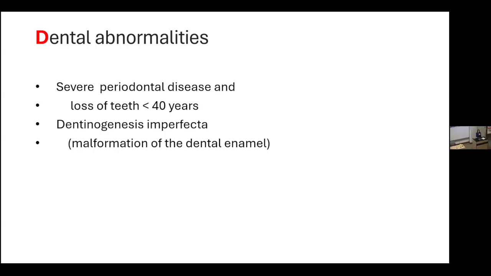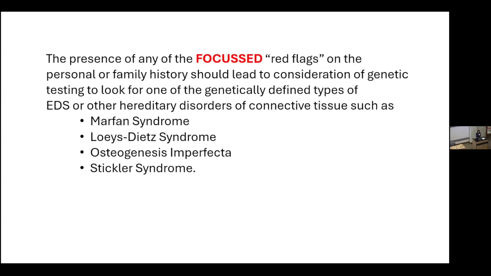And then the dental abnormalities are the severe periodontal disease and loss of teeth at less than 40 years, and dentinogenesis imperfecta or malformation of the dental enamel. So the presence of any of those focused red flags on the personal or family history should really make us think about doing genetic testing to look for one of the genetically defined types or other hereditary disorders of connective tissue.